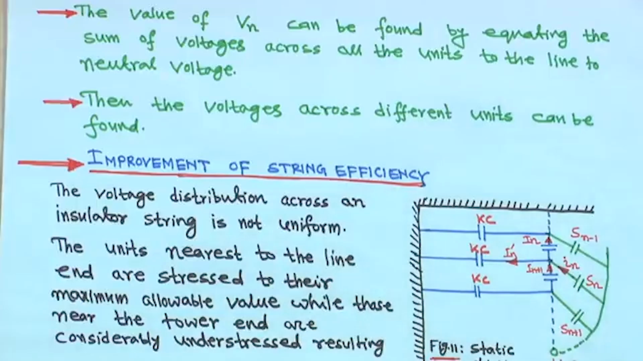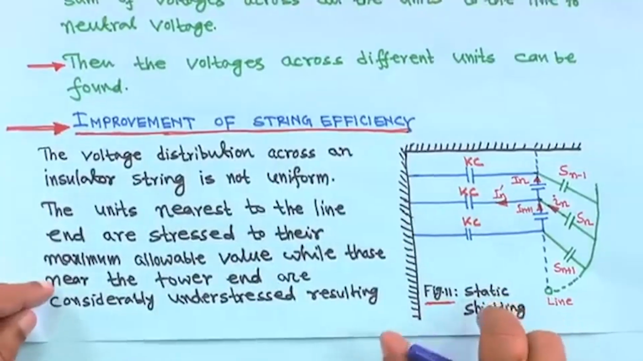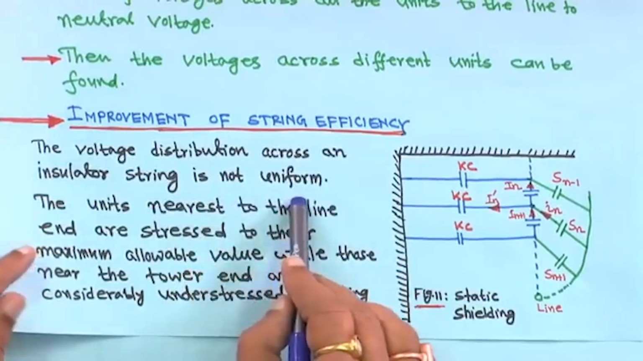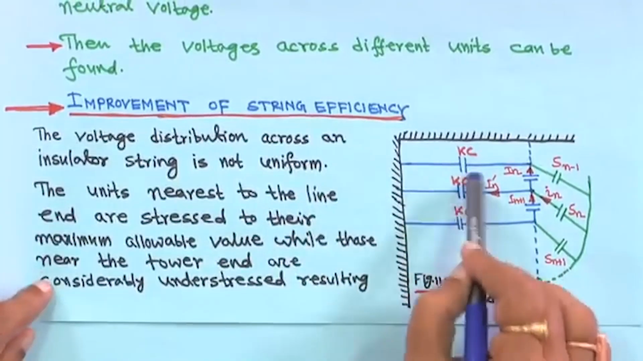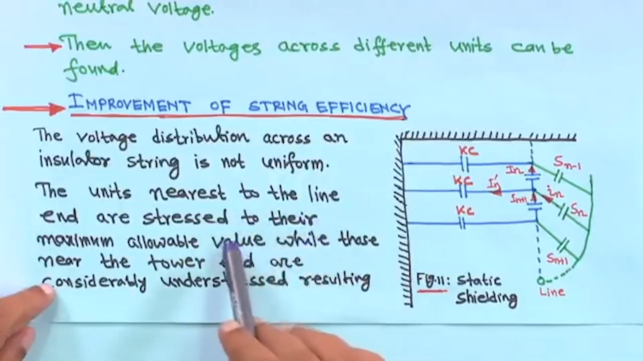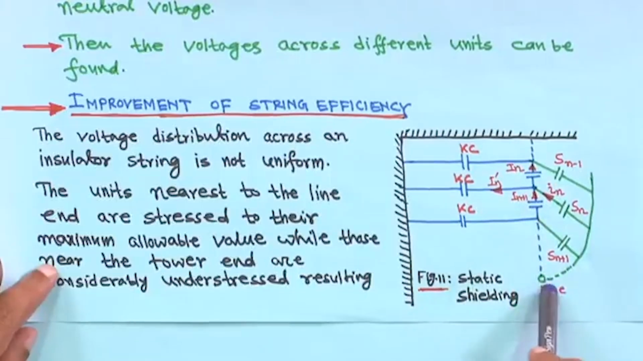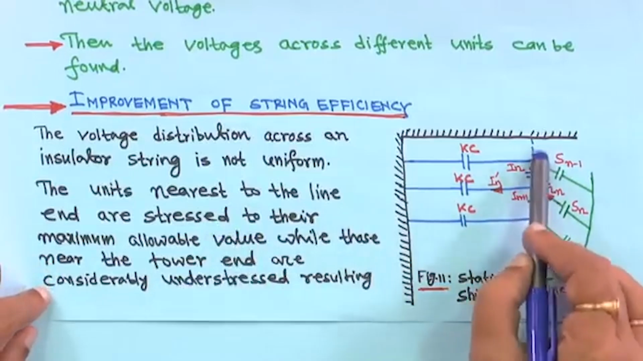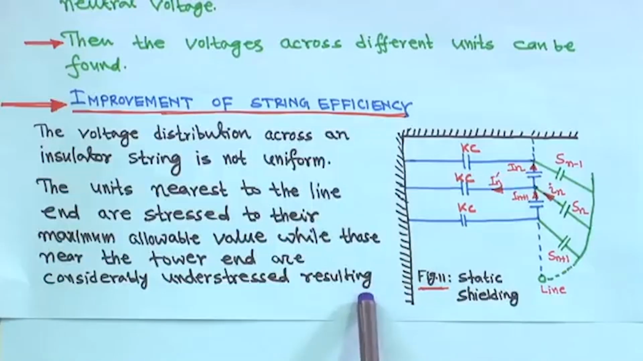Now, another thing is improvement of string efficiency. It is not possible to make the string efficiency 100%. The voltage distribution across an insulator string is not uniform, and this is because of the stray capacitance. The units near the line end are stressed to their maximum allowable value, while those near the tower are considerably understressed, resulting in a waste of insulating material.